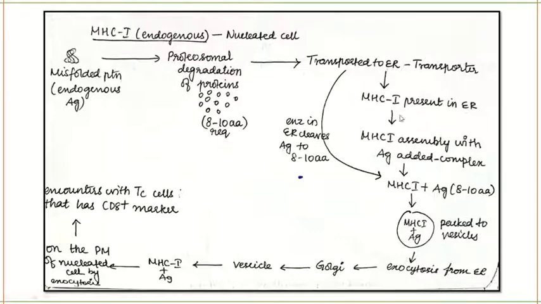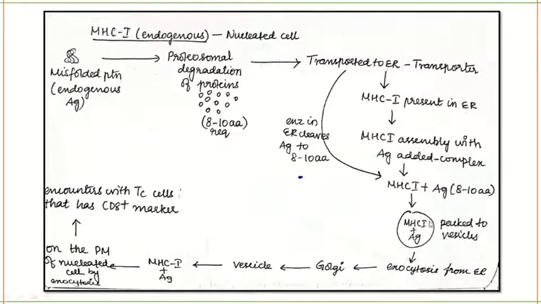You have to know this, very important. MHC1 is present in endoplasmic reticulum. MHC1 assembly will be taking place along with this antigen and a complex formation will take place. That is MHC1 plus antigen. So this complex will be formed. Okay. This complex will be packed inside a vesicle.